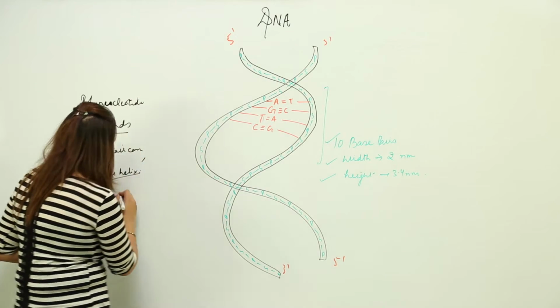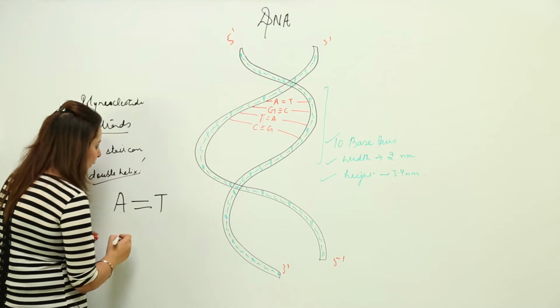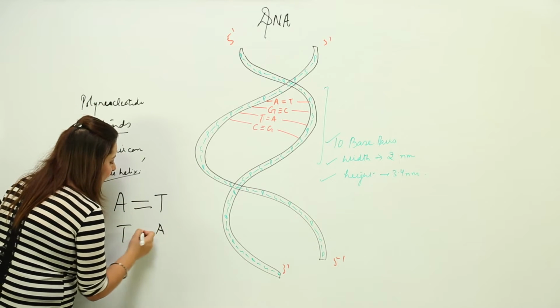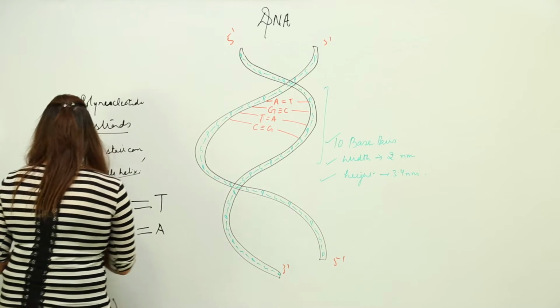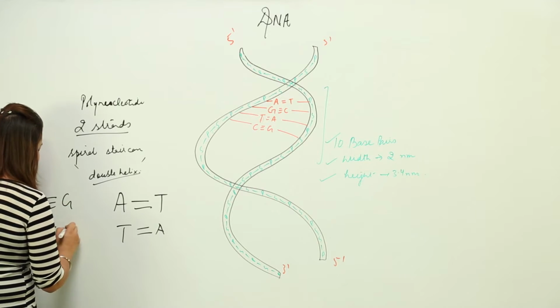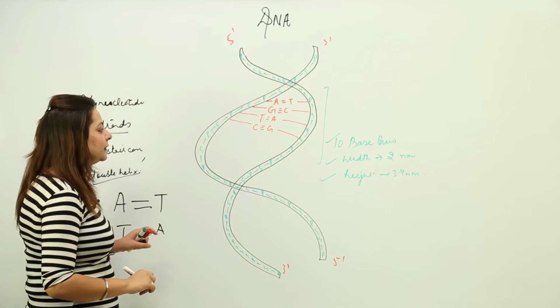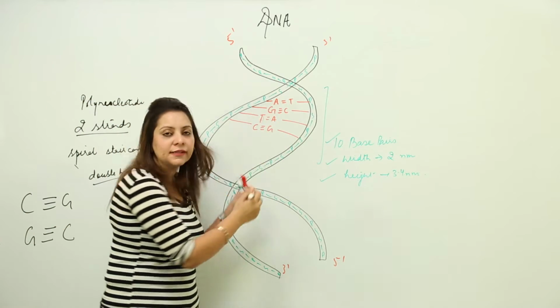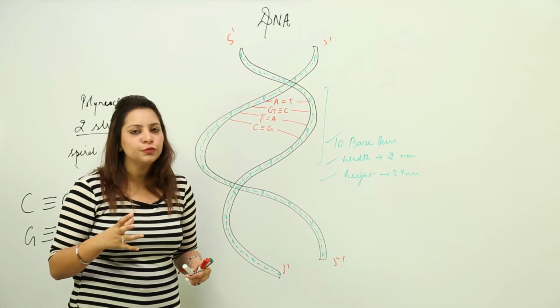As we know, adenine always bonds with thymine with a double bond, thymine always bonds with adenine with again a double bond, cytosine bonds with guanine with a triple bond, and guanine also bonds triply with cytosine. And this is how the base pairing occurs, and these bonds are the hydrogen bonds.